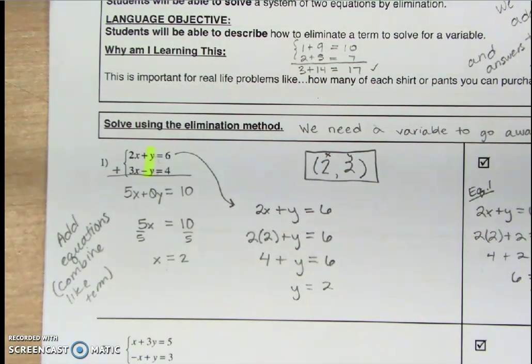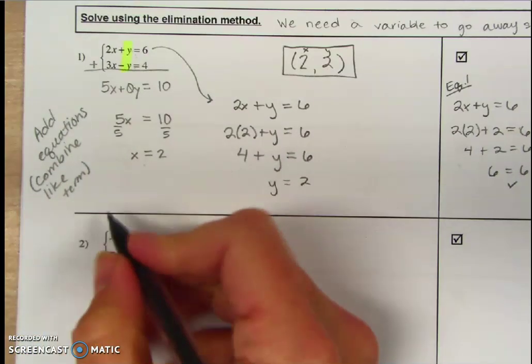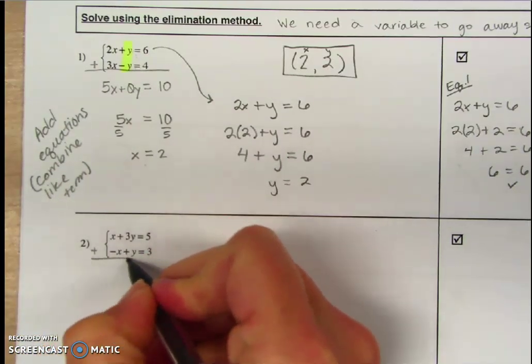I'll show you what to do if one of them doesn't cancel out, because we can always manipulate these equations how we want them. Kind of like changing it from standard form to slope-intercept. Same idea. All right, let's go ahead and look at number 2. Again, we're going to add our equations together. We're going to combine like terms.